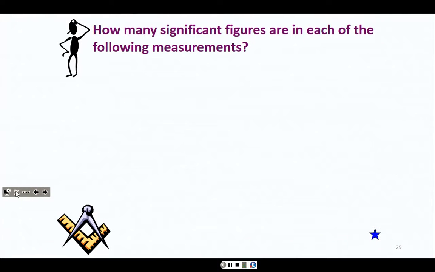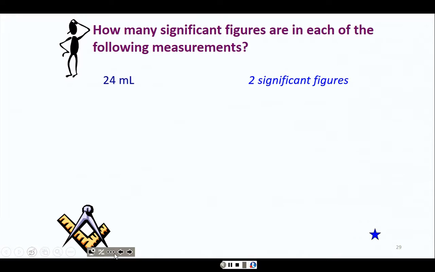Now, let's look at some of these values and see if you can try them out. Test yourself. Pause the recording as needed to allow yourself to make a guess while you're looking through these examples. All right, first one, 24 milliliters. Think fast. How many sig figs? No zeros, no thinking. 2 sig figs. Next value, 3001. Zeros in the middle, trapped zeros, if you will, are always significant, so that makes a total of 4.